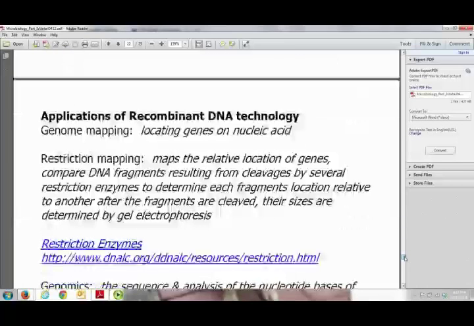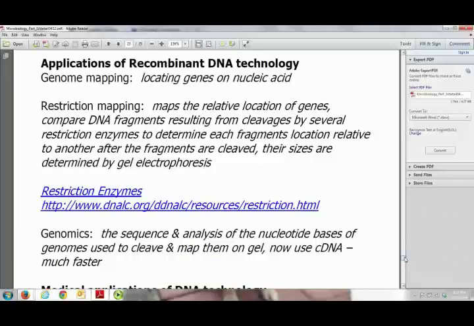So some applications of the recombinant DNA technology. Genome mapping allows us to locate the genes on nucleic acids. The entire human genome was actually mapped in 2003.